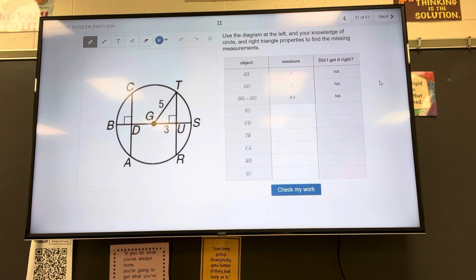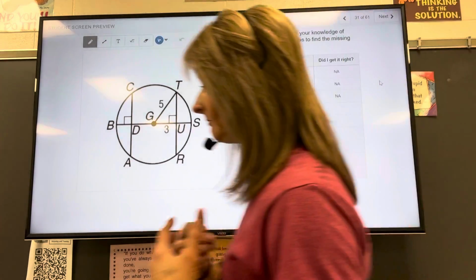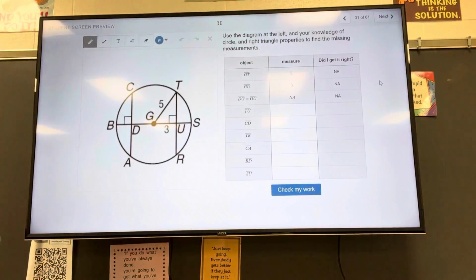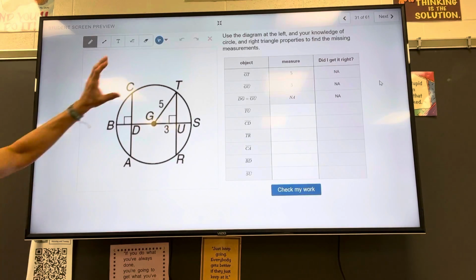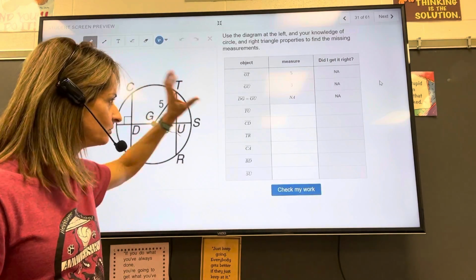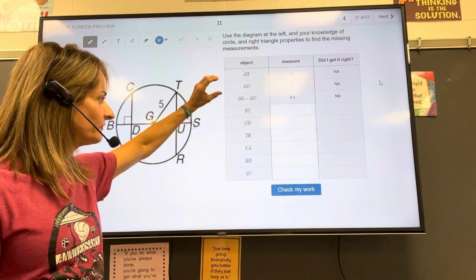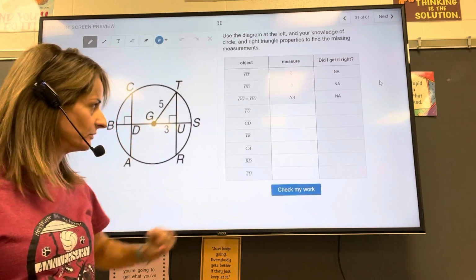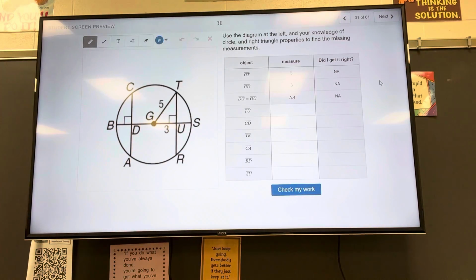We're on the last slide. Slide 31. Anytime you get one diagram with a bunch of questions asked about that one diagram, always start at the top and go to the bottom, because you usually need the first one in order to do the second one, and etc. The information above to do the problems below. And that's how they have this one set up as well.